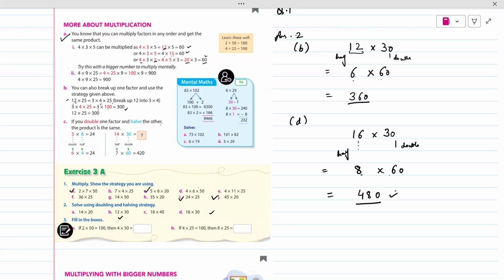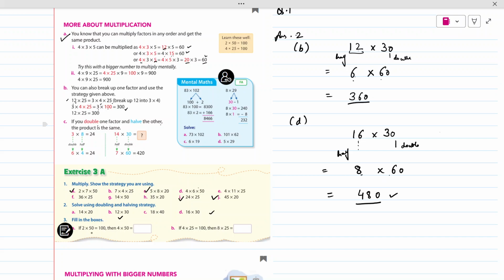So kids, if you want to verify also whether you have done it wrong or not, you can also try and multiply these in rough and the answer should be the same. Okay. But here we were told to use the double and half strategy and that's the reason we are doing it this way. Okay. Now, third is fill in the boxes.